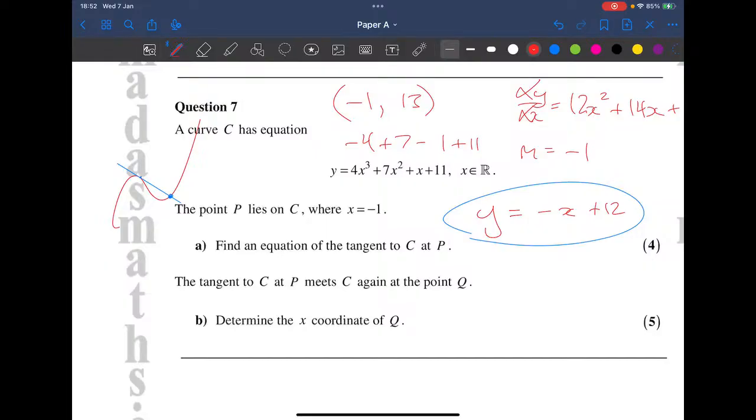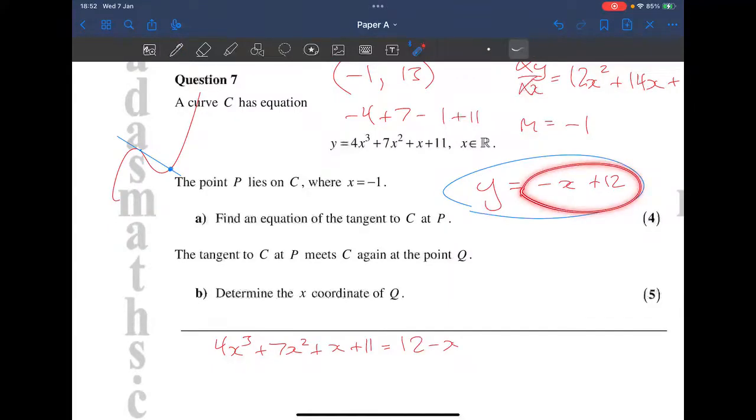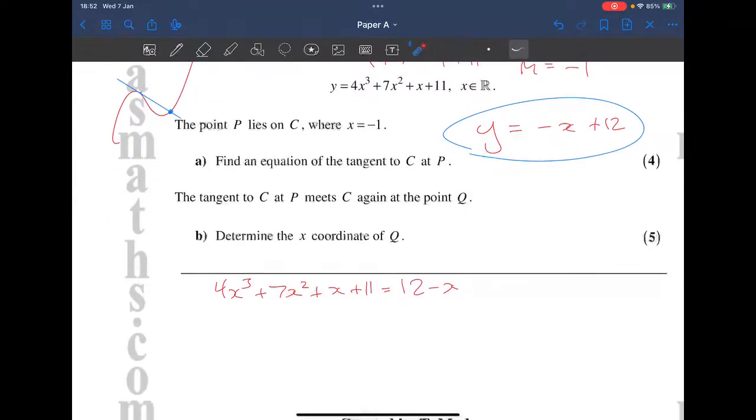So doing that, let's just set them equal to each other. We'll have 4x cubed plus x plus 11 is equal to 12 minus x. I have written it this way around instead of minus x plus 12, but all is good. Bring it all to one side, make it equal to 0. So 4x cubed don't change, x squared, we'll add an x to get a 2x, and take a 12 to get minus 1 equal to 0.